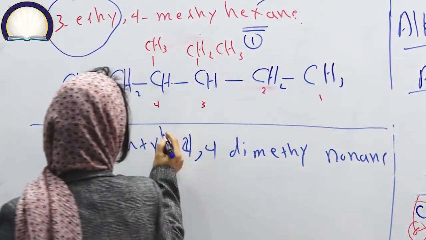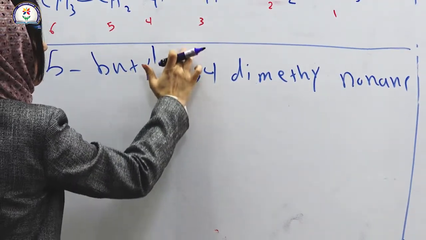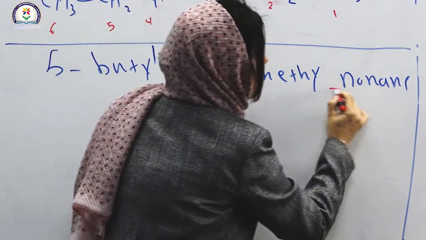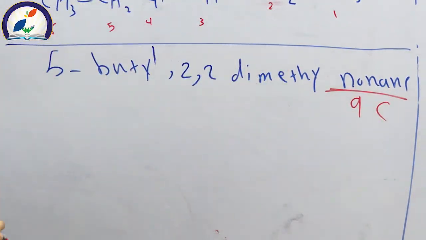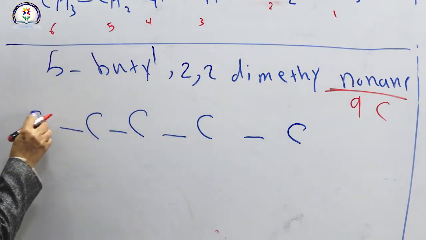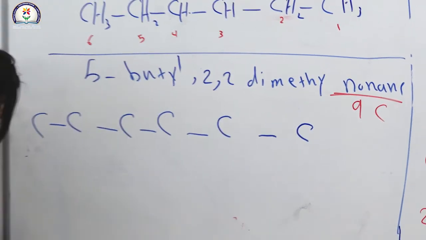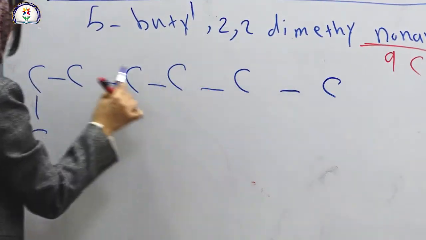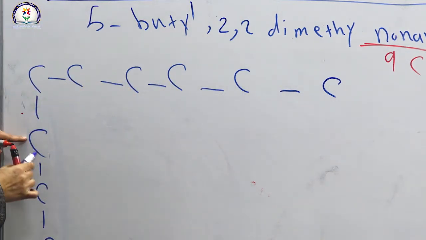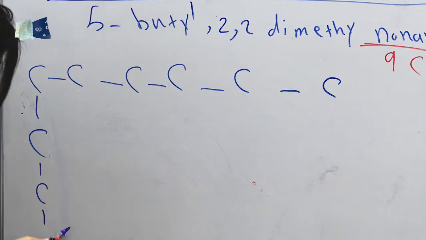How many carbon atoms do we have? Nonane has 9 carbon. 1, 2, 3, 4, 5, 6, 7, 8, 9. We have 9 carbon atoms.